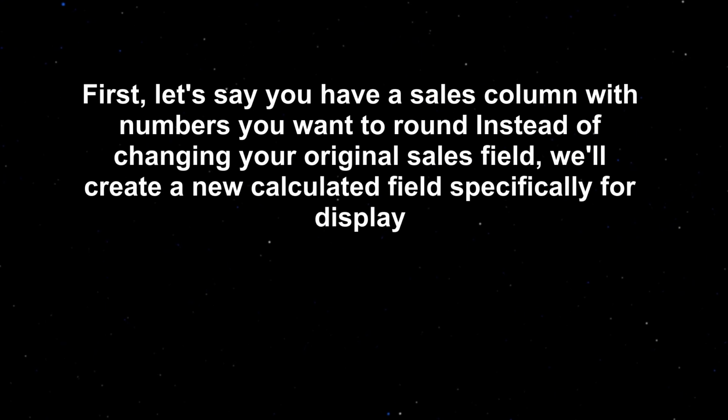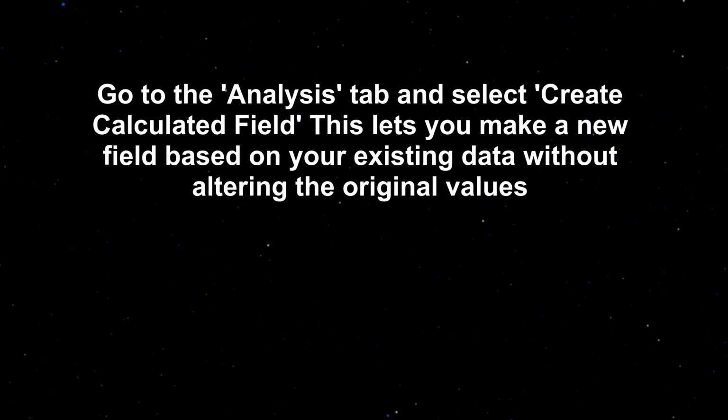First, let's say you have a sales column with numbers you want to round. Instead of changing your original sales field, we'll create a new calculated field specifically for display. Go to the Analysis tab and select Create Calculated Field. This lets you make a new field based on your existing data, without altering the original values.